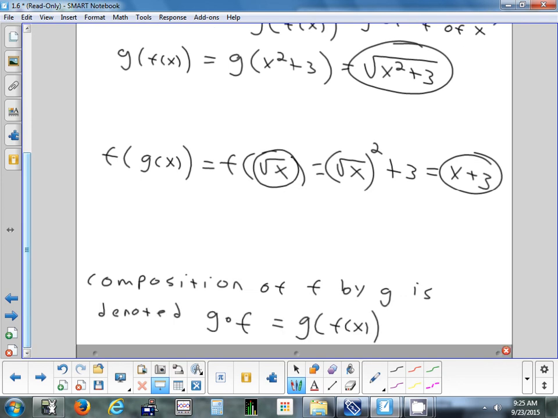Another symbol that you might see is this symbol. They do a G, a small circle, and then an F. I don't use this notation as much on the test. I'm going to use the notation on the right, g of f of x. That, I guess, is a little bit shorter to write because it's just 3 things. G, circle, F. So if you see that in the book, just don't get confused by that.